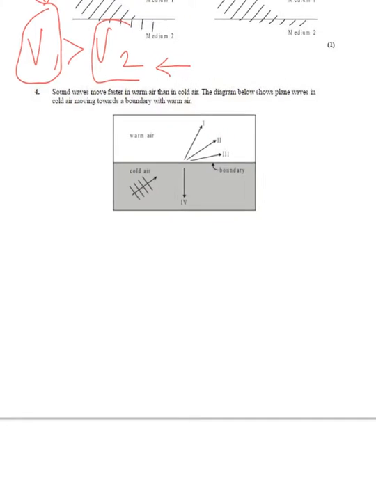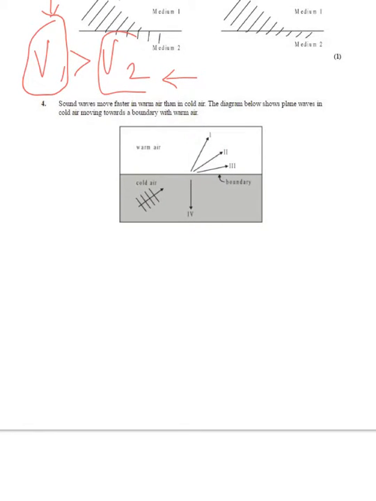Similarly, question 4 is pretty much asking the same thing. Sound waves move faster in warm air than in cold air. So warm air is less dense than cold air. The diagram shows the plane waves in cold air moving towards a boundary with warm air. So this is like the reverse of the situation I was talking about before.